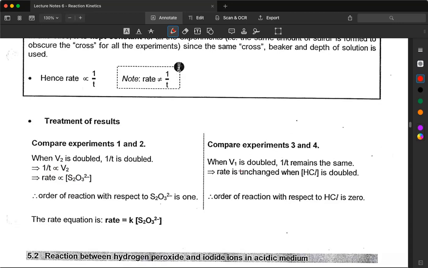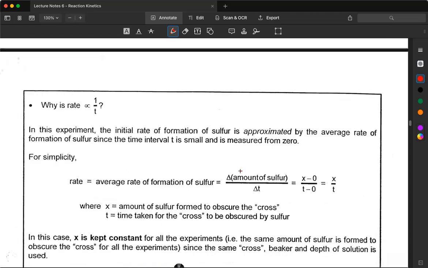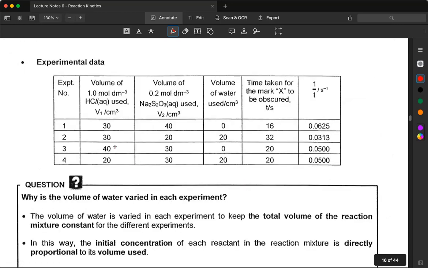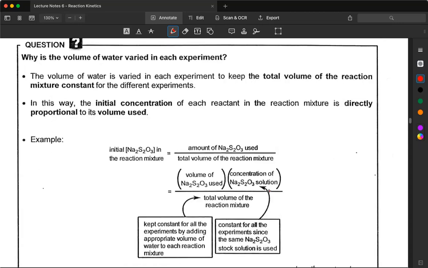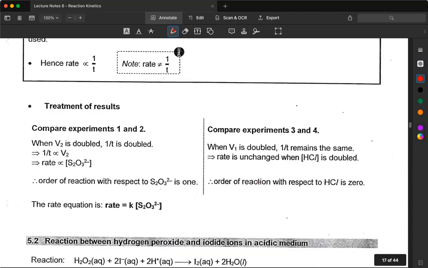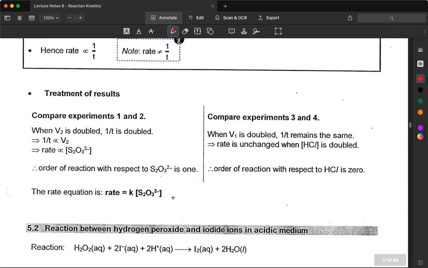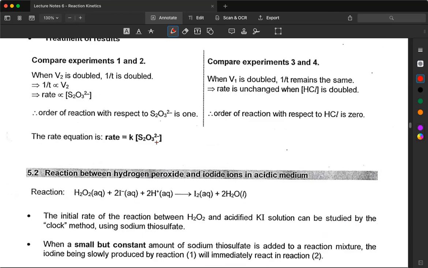As for HCl, do you notice that for HCl, let's go to the data. Keeping this constant, this times 2, this one never changes much. So it is 0. So the rate equation is just this. HCl is to the power of 0, so it's 1. So you don't write it down.